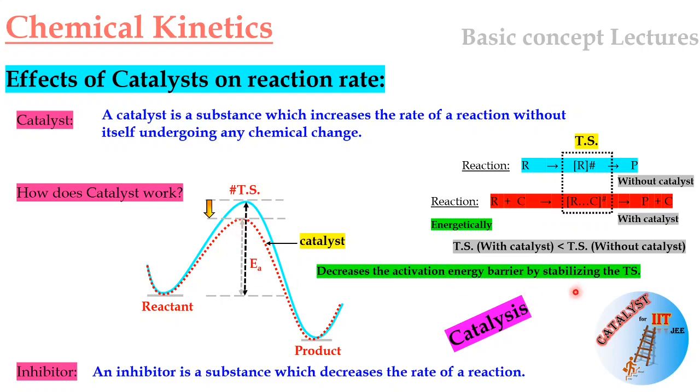So by decreasing the activation energy barrier, by stabilizing the transition state, a catalyst enhances the reaction rate, and this process is called catalysis. Now what happens when you add a substance that decreases the rate? This is not catalysis, this is called inhibition, and the substance is called the inhibitor. An inhibitor is a substance which decreases the rate of a reaction. At this point you don't need to worry about inhibition, but it is very important to know about catalyst and catalysis.